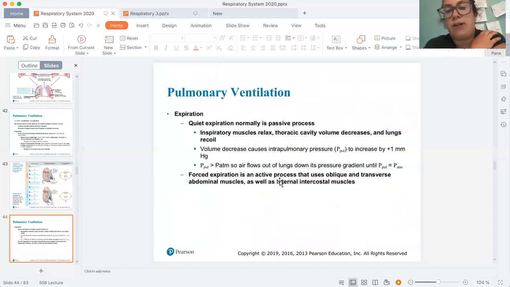Expiration is normally quiet and normally passive. The inspiratory muscles, as I said, relax, thoracic cavity volume decreases, and the lungs recoil.